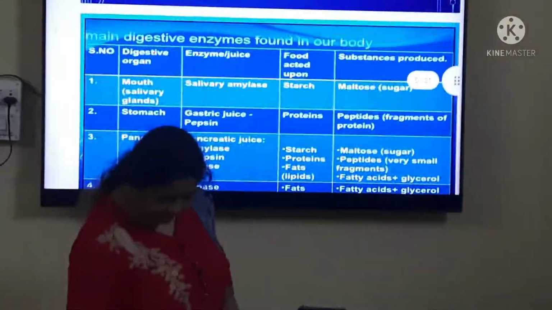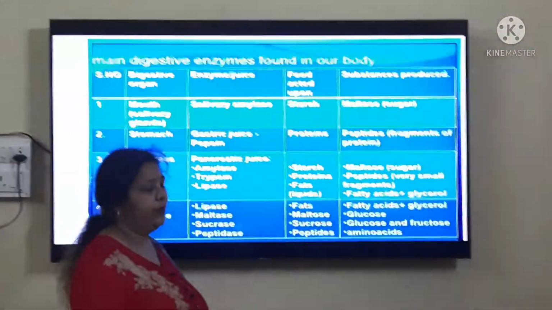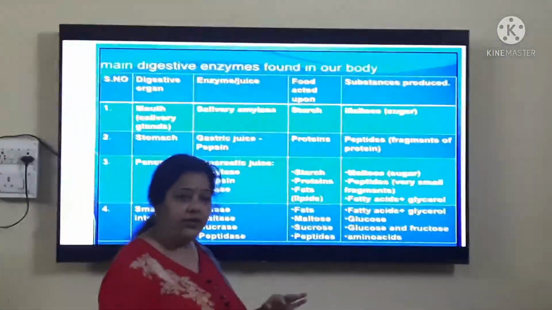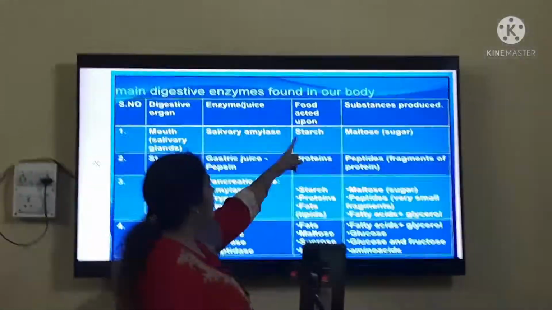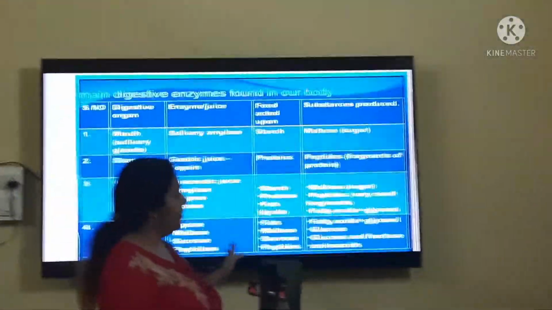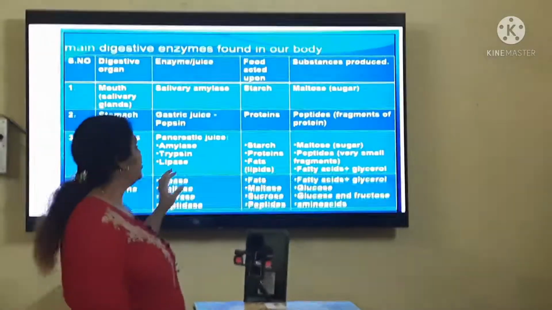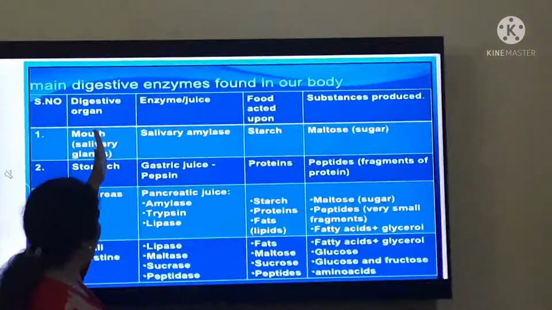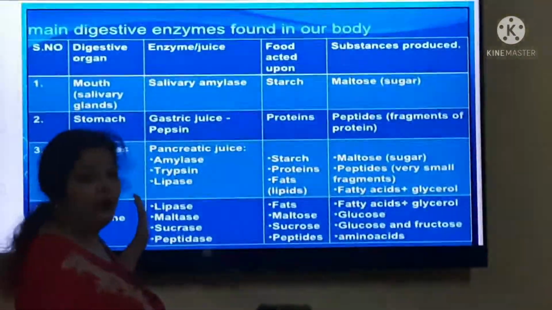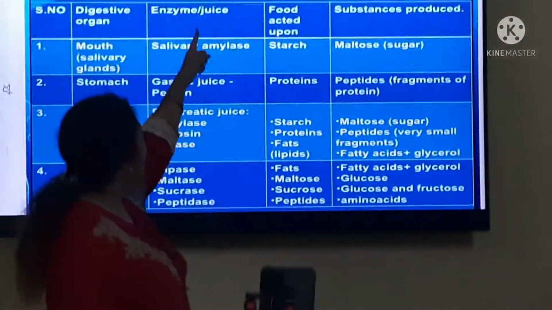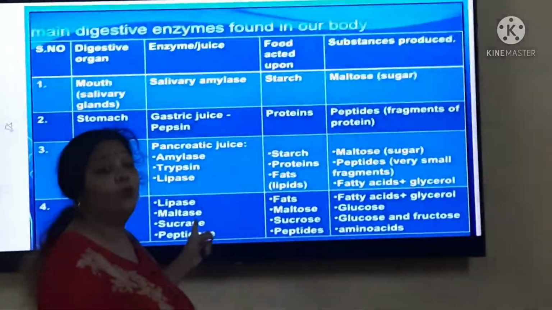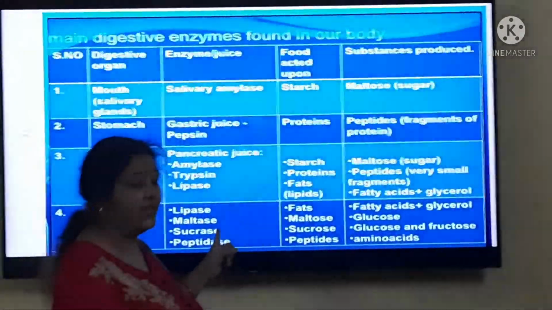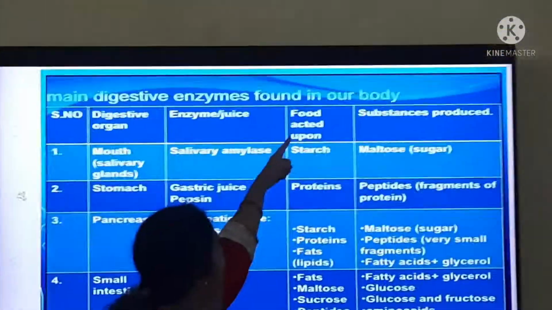And here, this type of chart you have to prepare first of all on your own. Today I am telling you this, but when you read the textbook, try to make such a chart. Okay, don't just copy down from here. Try to make this chart so that there is a serial number, the digestive organ, what all digestive organs are there, and then the enzyme or the juice produced by those digestive organs. And then we have the food acted upon.